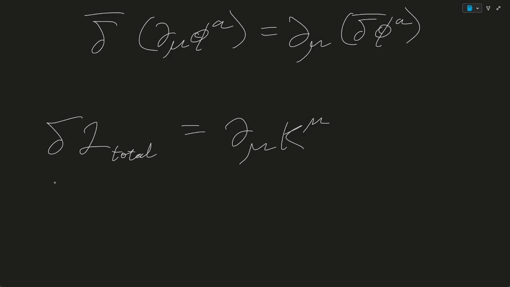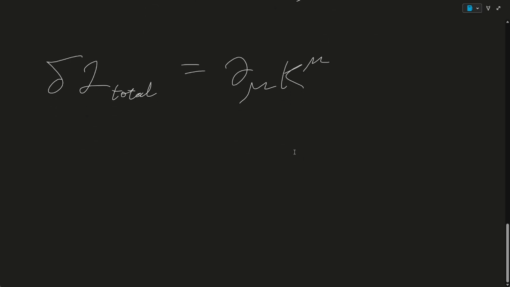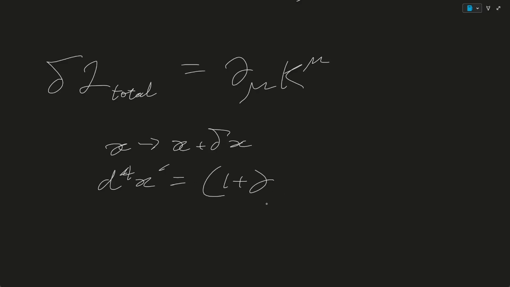Now we can do a coordinate shift, and I won't go and do the Jacobian stuff, but our coordinate shift is going to be x going to x plus delta x. And this leaves our d4x dash being equal to 1 plus the derivative with respect to mu of delta x to the mu by our property. We can then be distributive momentarily.